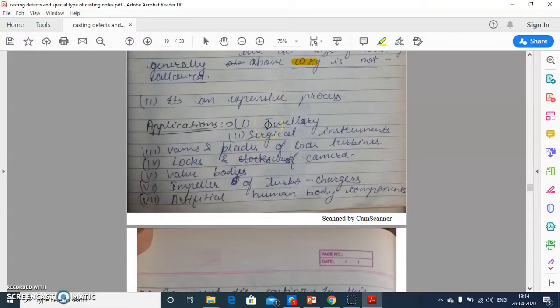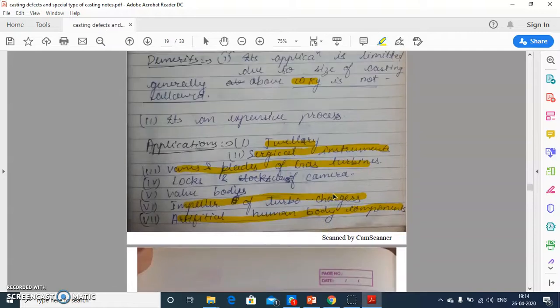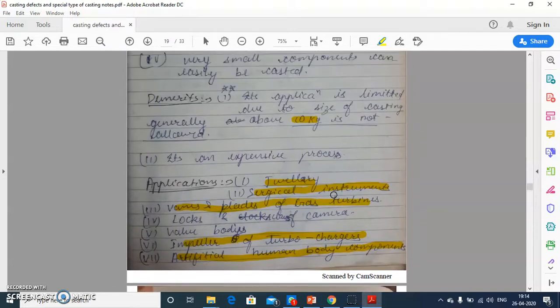We use jewelry can be found with the help of investment casting. Surgical instrument can be found with the help of investment casting. Vanes and blade of the gas turbine, locks, camera, valve bodies, impeller of turbochargers, and artificial human body component we can make with the help of investment casting. I am sharing one video of the investment casting. Let's have a look.